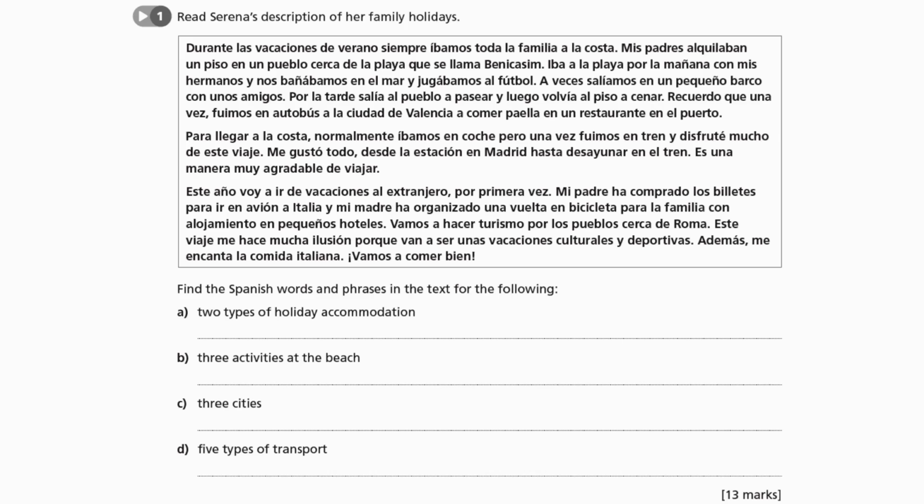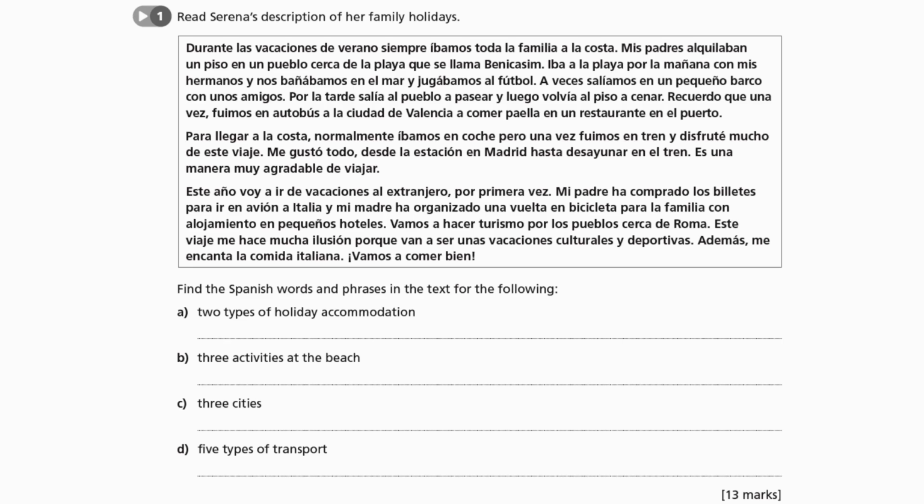In this task, we are identifying Spanish words and phrases in the text. It's quite a long and detailed text, but we don't need to understand every word. And actually, we don't necessarily need to understand the Spanish words that we find for the answers, as long as we know which category of vocabulary they fall into, for example, activities at the beach or forms of transport. So what we're really doing here is scan reading and gist reading, just to hone in on the important words which will give us the answers.